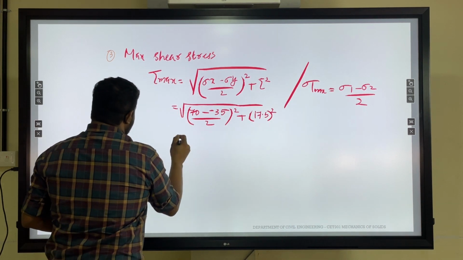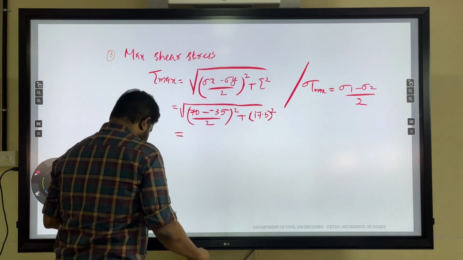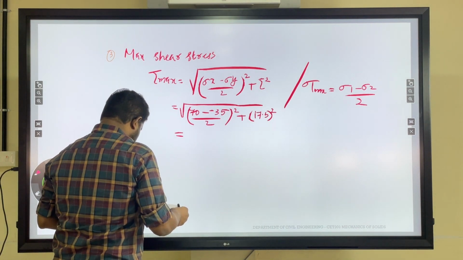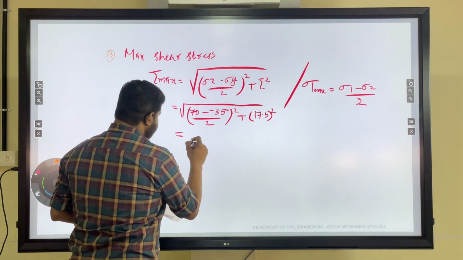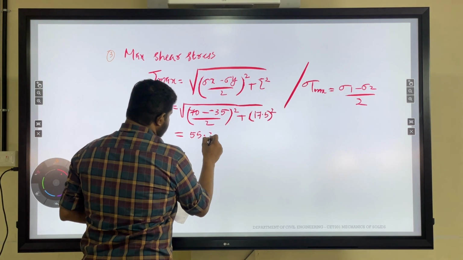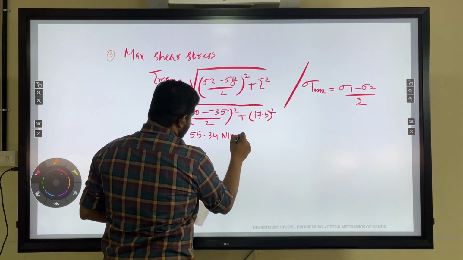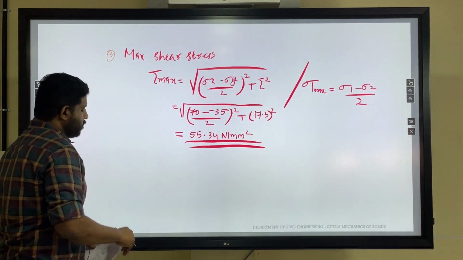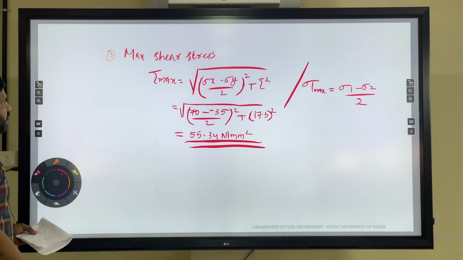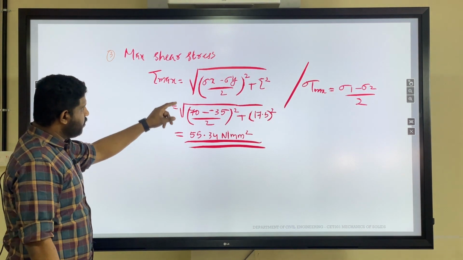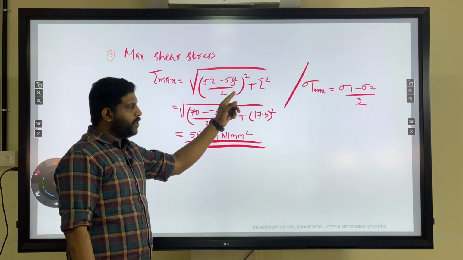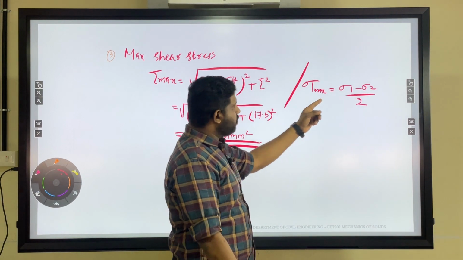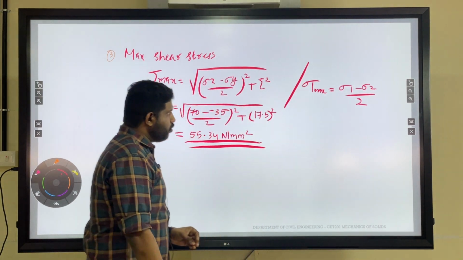Okay, and the tau max is equal to tau max. We will be getting the maximum value for shear stress, tau max as 55.34 Newton per mm square. So this is the third part of the question, value for maximum shear stress. You can use the equation root of sigma x minus sigma y by 2 whole square plus tau square, or you can use tau max is equal to sigma 1 minus sigma 2 by 2.